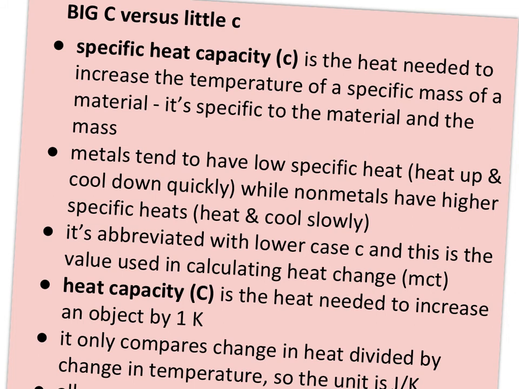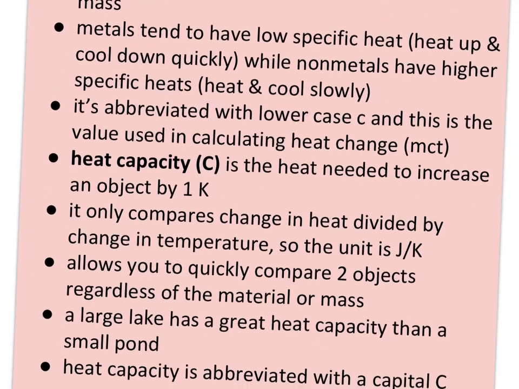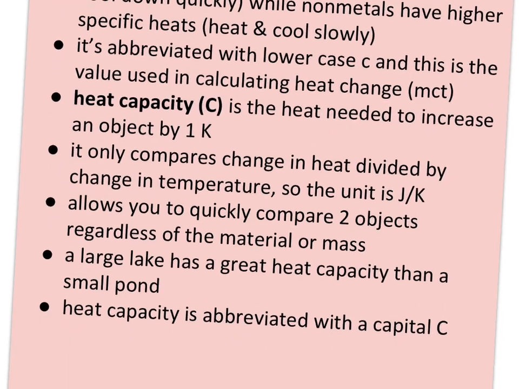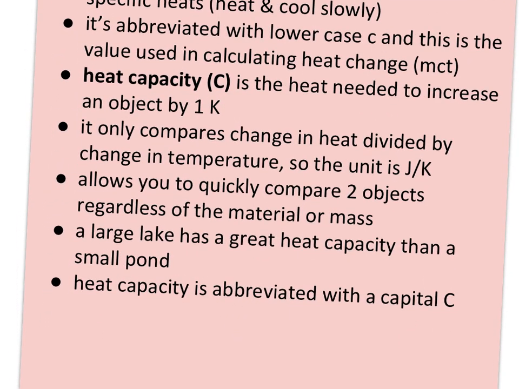So metals tend to have low specific heat values. They heat up and cool down quickly, while nonmetals tend to have higher specific heats. They heat and cool slowly, or we call them insulators. And again, this is abbreviated with the lowercase c, and this is the value we use when we calculate MCAT. But there's also a thing called heat capacity, capital C, and that's the heat needed to increase an object by 1 Kelvin. So you calculate just for the object you're interested in.